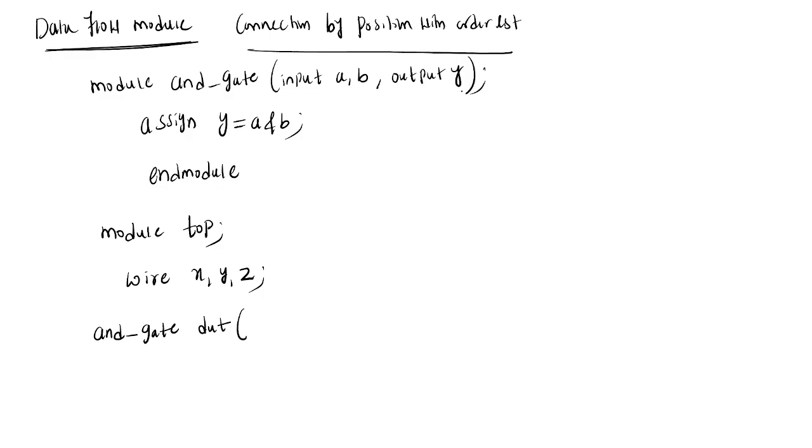How do you declare the inputs? Same like that, you need to declare X, Y, Z. Like this you need to declare, and end module. This is the connection by position with order list. Is it fine? Yes, sir.